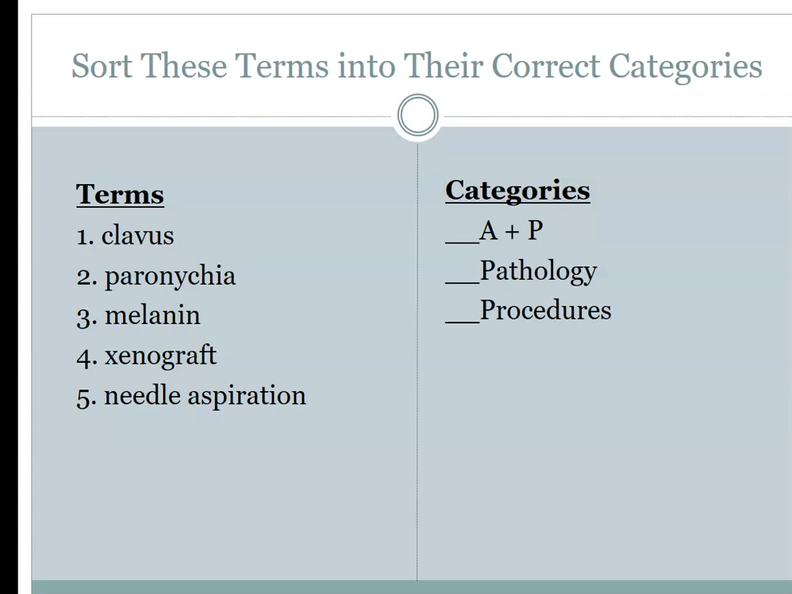Pathology could be 1 and 2, clavus and parenchyma. And then procedure, there you've got 2 here. You've got your needle aspiration and also xenograft. And this concludes the lecture and PowerPoint for skin and subcutaneous tissue.